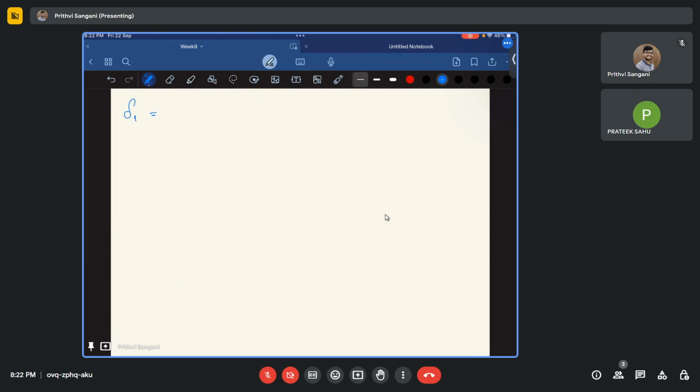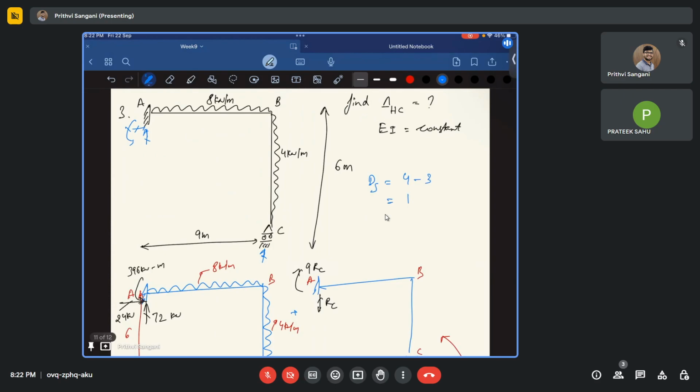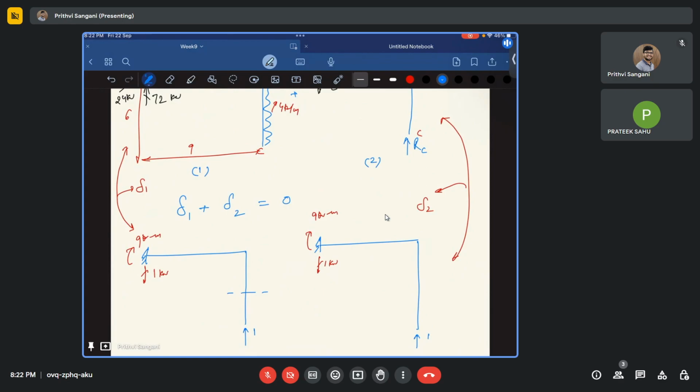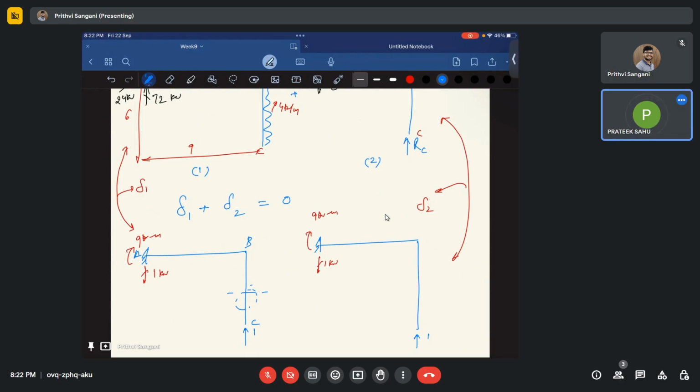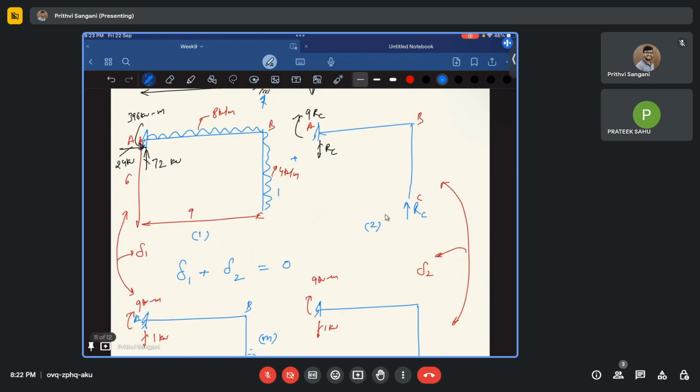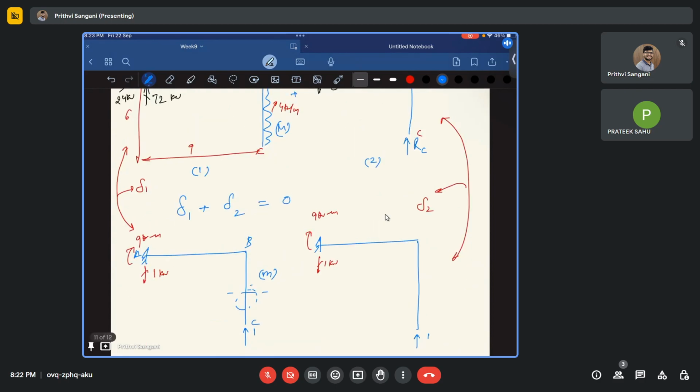So delta 1 is nothing but, now you have M and m, right? It's capital M and small m. So you know what is the bending moment in this section, in this span, B and C. Bending moment in BC, it is zero, right? There is no horizontal forces. So in span BC, this is small m and this is capital M, and it is zero.